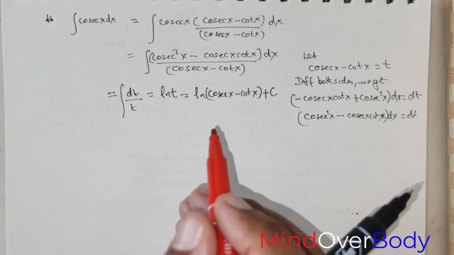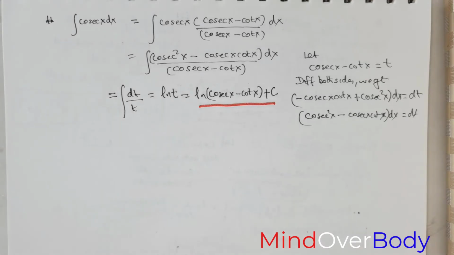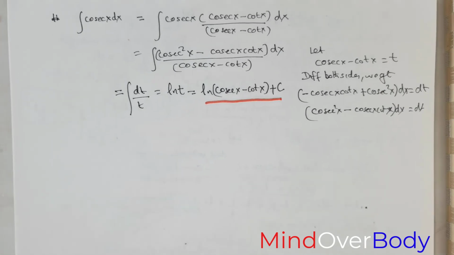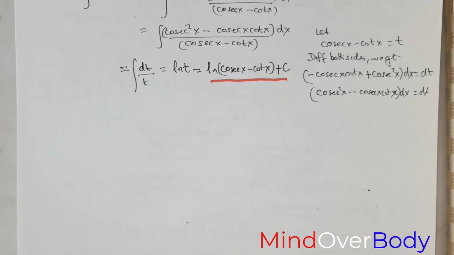So this is a very important result. Now there is another result also for cosecant x, integration of cosecant x. So that's exactly what we are going to see. So let us see that integration.